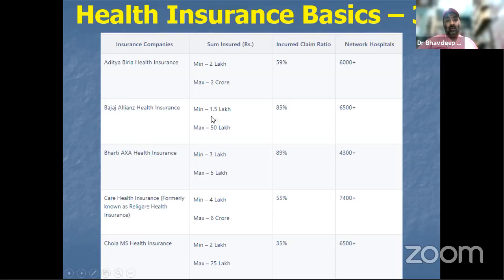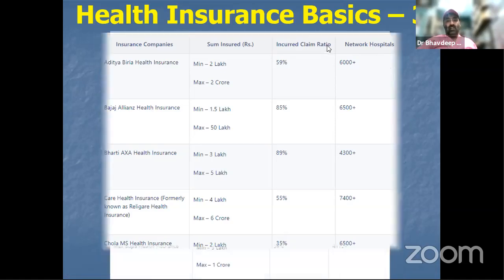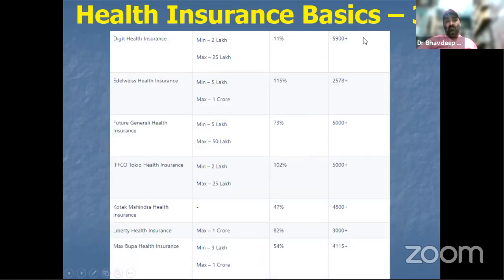Bharti AXA, Bajaj Allianz, Care Health, formerly known as Religare, Cholamandalam MS Health Insurance. This is incurred claim ratio. This is their network hospital list. So Digit Health Insurance, 11% of claim ratio, 5900 plus. Edelweiss, 115. Future Generali, 73. IFFCO Tokio, 102. Kotak Mahindra, 47. Liberty, 82. Max Bupa, 54.